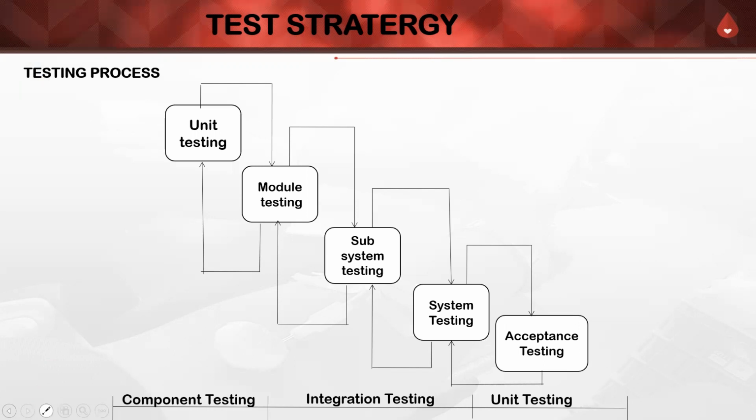Moving on to the unit testing, module testing, subsystem testing, system testing, and acceptance testing. Now let us briefly know about the unit testing. What is unit testing? In unit testing, verification efforts are focused on the smallest unit of software design, the module. This is also known as module testing. The modules are tested separately. This testing is carried out during the programming stage itself. In this testing step, each module is found to be working satisfactorily with regard to the expected output from the module.